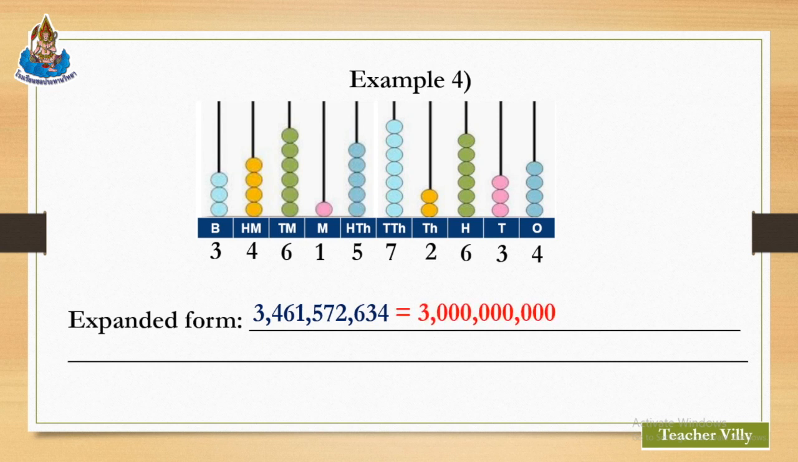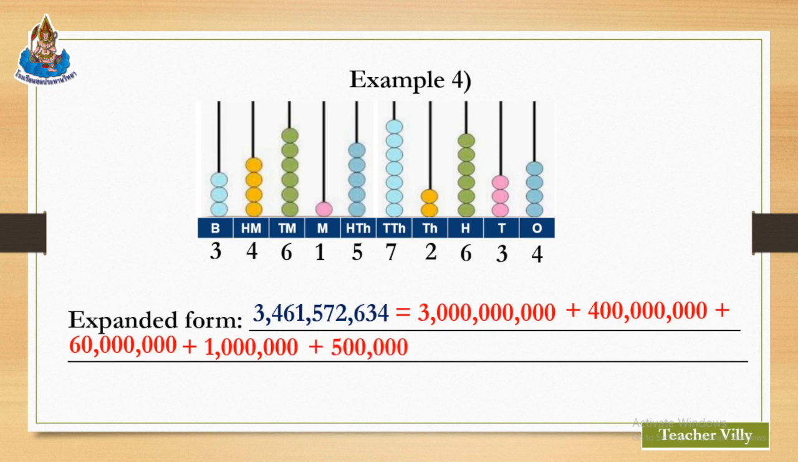3 billion plus 400 million plus 60 million plus 1 million plus 500,000 plus 70,000 plus 2,000 plus 600 plus 30 plus 4. Very good.